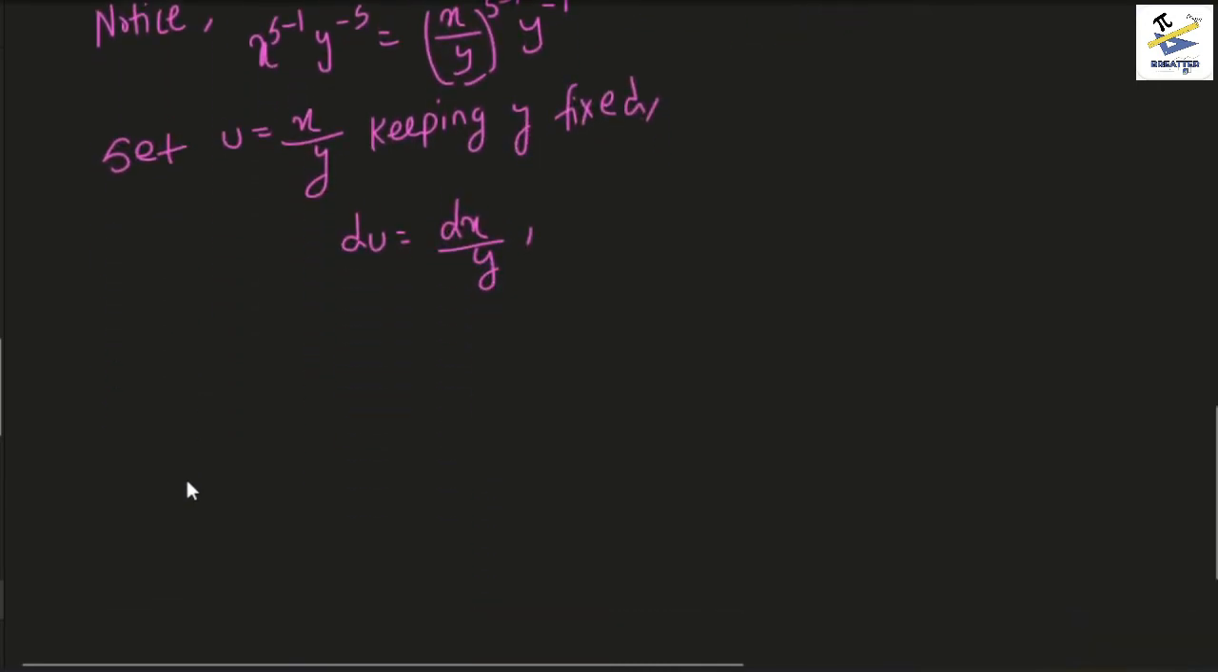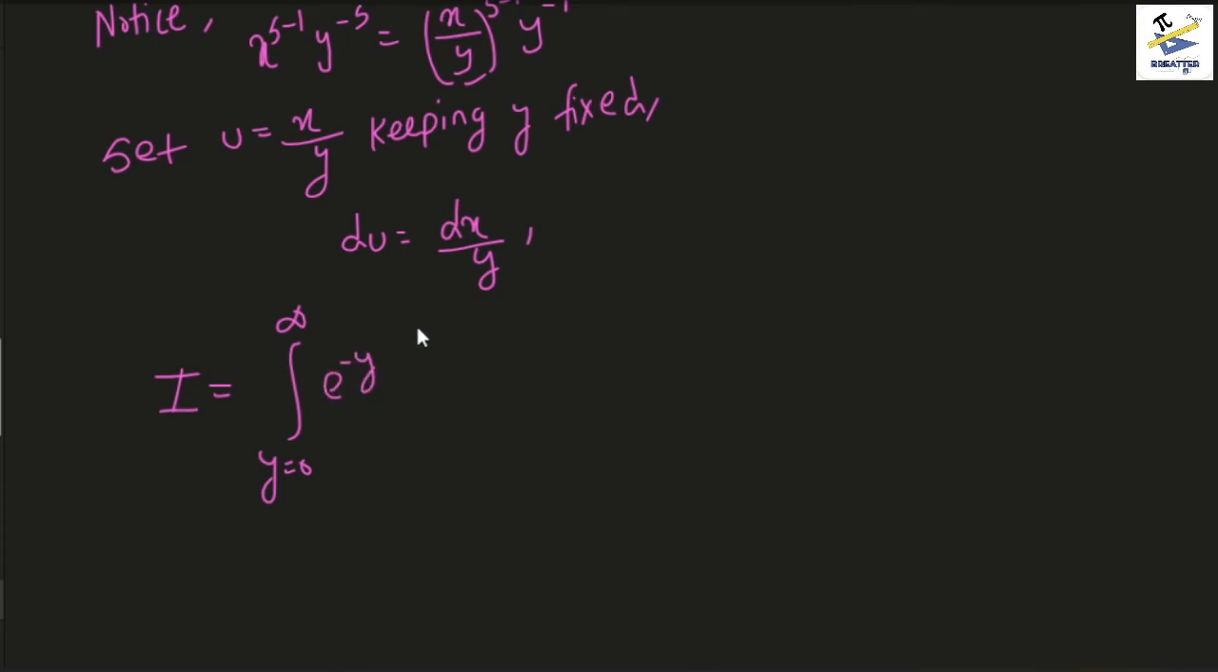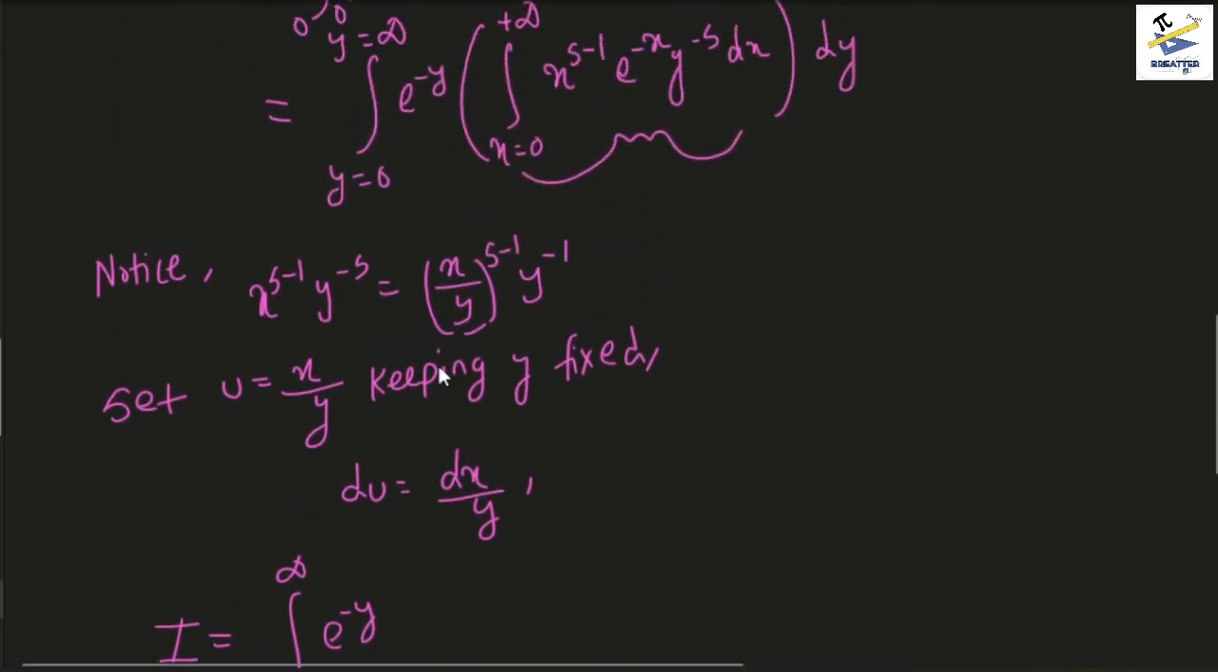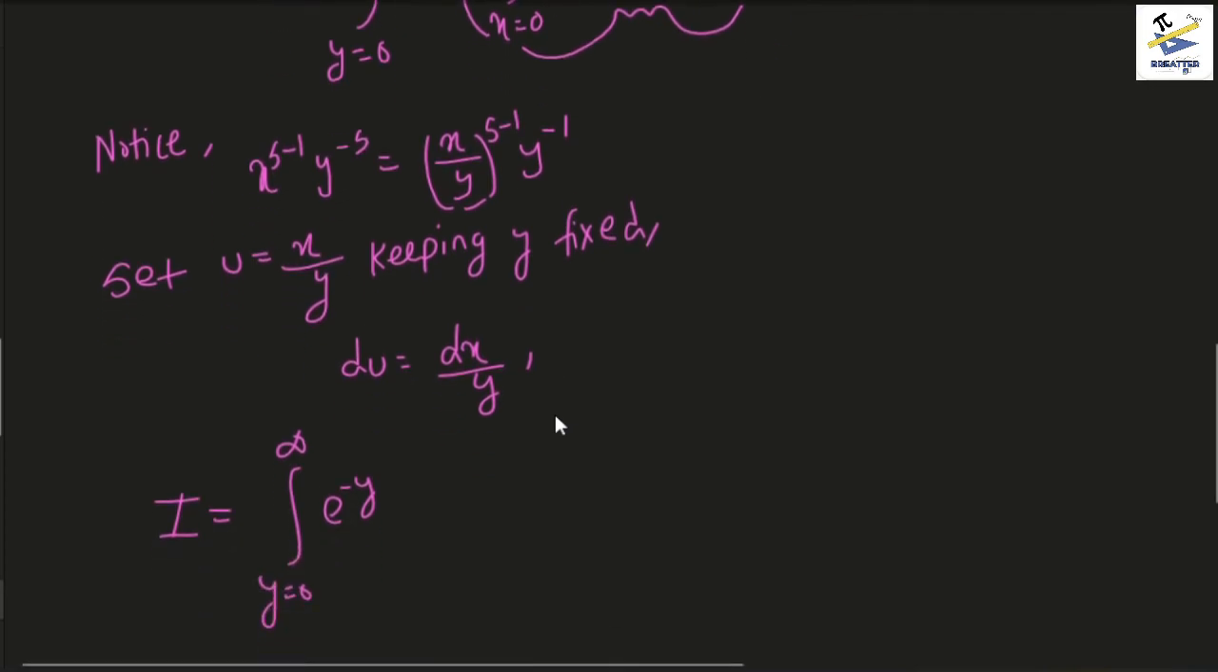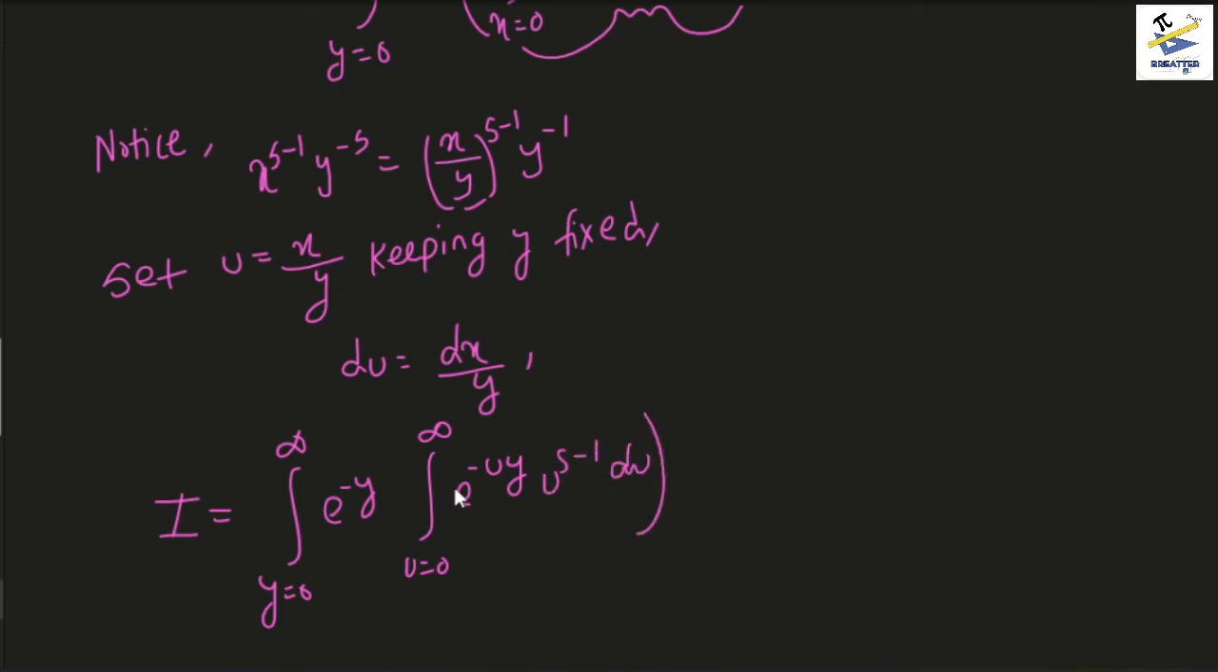Let me just rename the integral as I. So let us say we are evaluating the integral I, which is the double integral, and we have y equals 0 to infinity e to the power minus y, and the inner limits. Now the inner limits will still be from 0 to infinity because y is just kept as a constant and we are just evaluating the limit for x, and it will turn into something like this: u equals 0 to infinity e to the power minus uy into u to the power s minus 1 du dy, and this will be our resulting form.